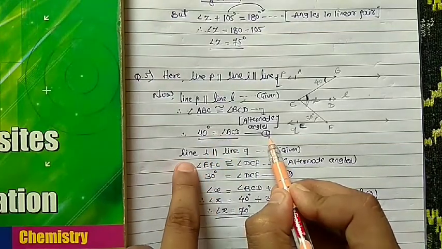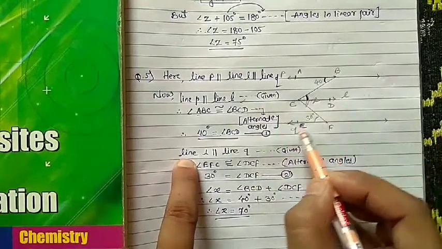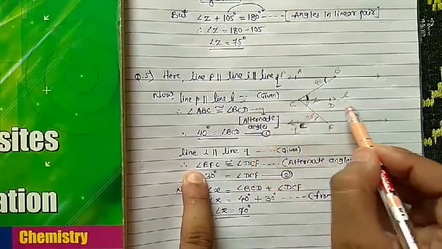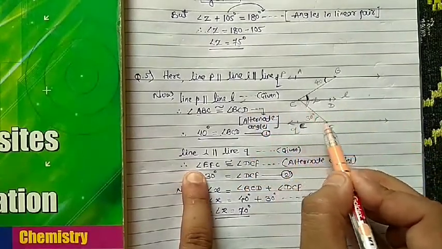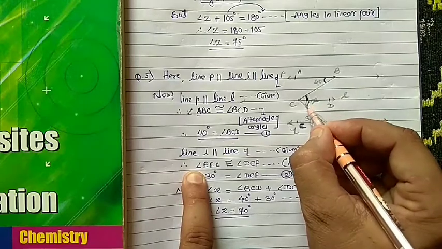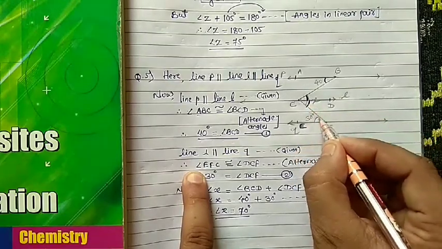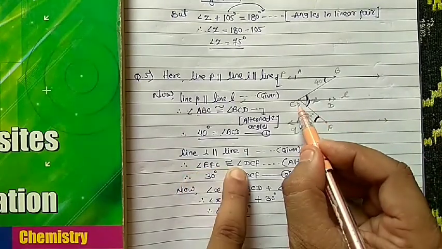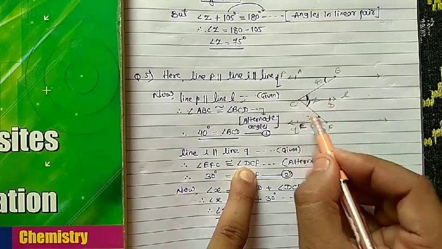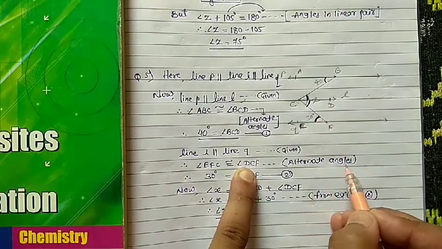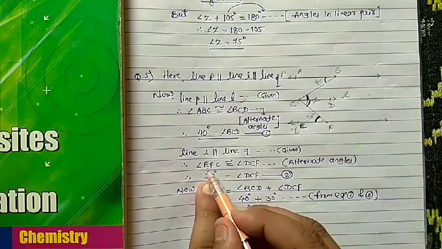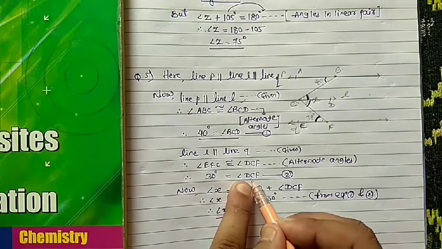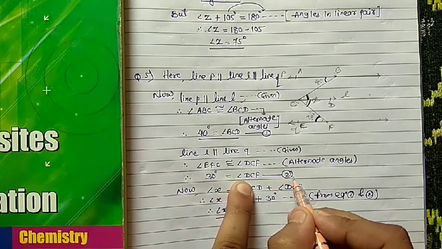Now consider the second pair of parallel lines. Line l is parallel to line q. Again, these two lines are parallel and CF is the transversal. So it means these two angles are congruent. This is first and this is second. Now angle EFC is congruent to angle DCF. The reason is the same, alternate angles. So what is the value of EFC? That is given as 30 degrees. So 30 degrees equals angle DCF. This is considered as equation number 2.